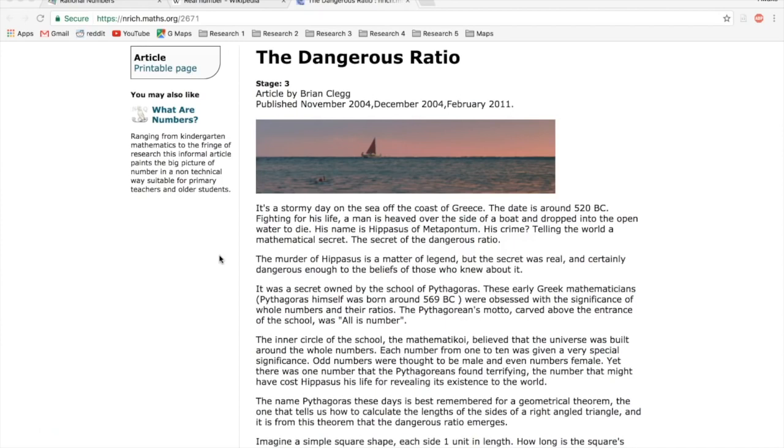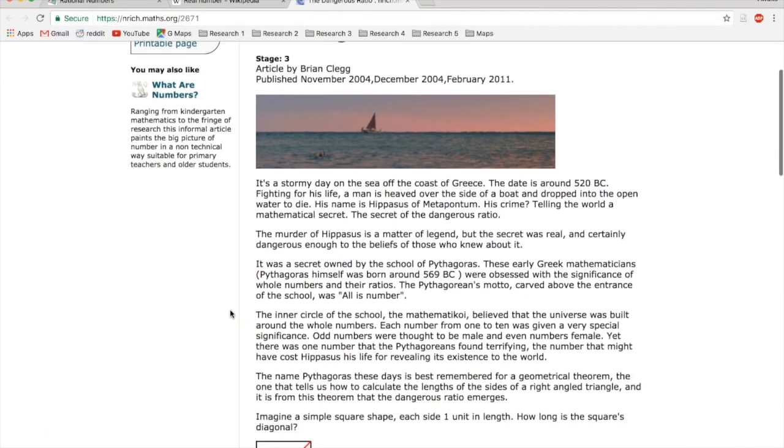The murder of Hippasus is a matter of legend, but the secret was real and certainly dangerous enough to be a threat to the beliefs of those who knew about it. It was a secret owned by the school of Pythagoras. These early Greek mathematicians, Pythagoras himself was born around 569 BC, were obsessed with the significance of whole numbers and their ratios. The Pythagoreans' motto carved above the entrance of the school was, "All is number."